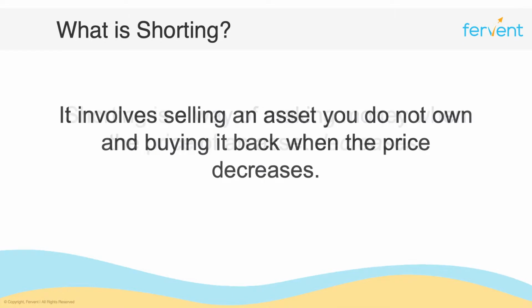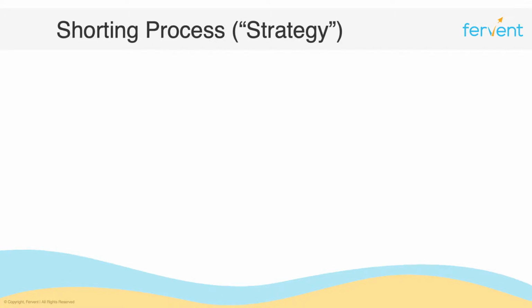Ultimately, shorting involves selling an asset that you do not own and then buying it back when the price decreases. So you receive some funds first by selling an asset, and then you buy it back when the price decreases. So your profit is then the difference between what you sold it for and what you bought it back for. How do you sell an asset you don't even own? Well, you borrow it.